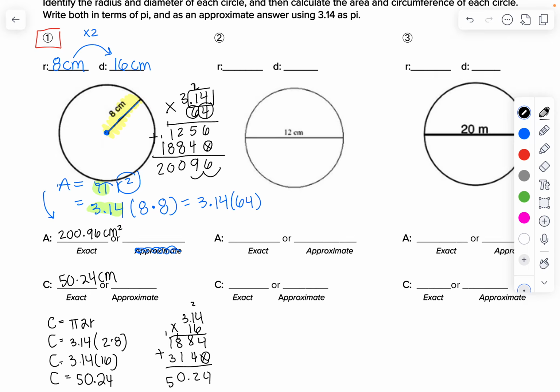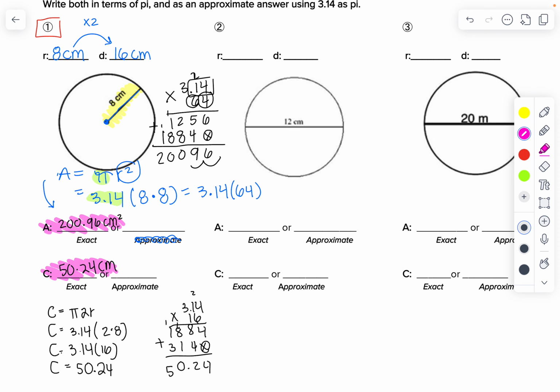So the circumference is 50.24 and the area 200.96 centimeters squared. Okay, so these are two different measures. I'm gonna leave you to work on 2 and we'll do 3 on the next video.